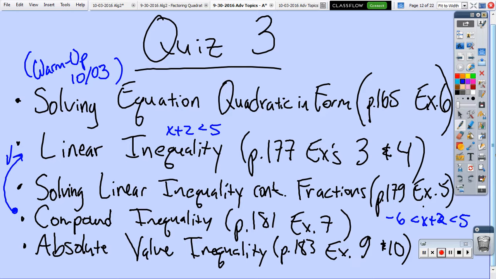For example, the first one that we did for the warm-up, we could have used U substitution, but because it was so straightforward, you didn't have to. Some of you may already realize that you don't have to use U substitution because you get it. But U substitution is just that one extra step that makes it a quadratic, and then you substitute back later on. We'll go over those some more. So what you need are: solve an equation quadratic in form, linear inequalities, solve a linear inequality containing fractions, compound inequality, and the ones we're doing right now, absolute value inequality.